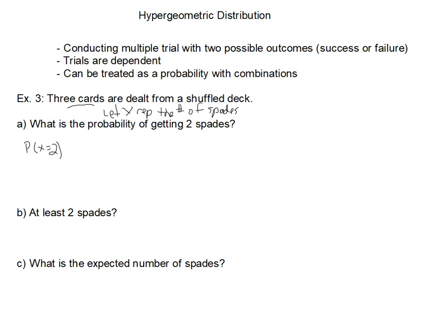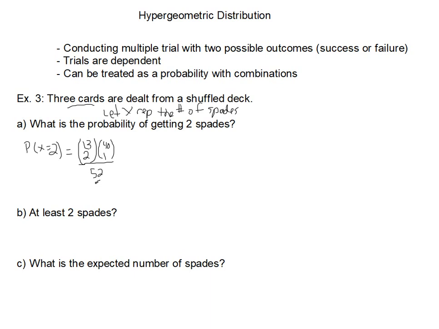So the probability that we get 2 spades, well, how many spades are in a deck? There are 13 spades in a deck. We want 2 of them, and we're dealing out 3 cards, so we need 1 more card, and it has to come from all of the cards that aren't spades. 52 cards in a deck minus the 13 that were spades. 52 minus 13 gives us 40. So those are the desired outcomes. And then we divide by the total number of outcomes, which is 52 choose 3.